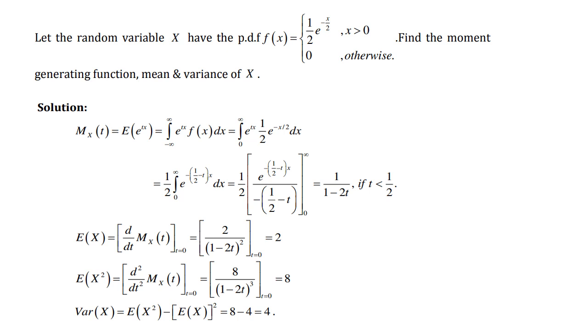Now to find E of x, E of x is nothing but the differentiation of Mx of t with respect to t. It is going to give us the answer as 2 when t is equal to 0, and E of x square is, if we differentiate it twice with respect to t when t is equal to 0, we will be getting the answer as 8. Therefore the variance is nothing but E of x square minus E of x the whole square. So 8 minus 4, so the answer is going to be 4.